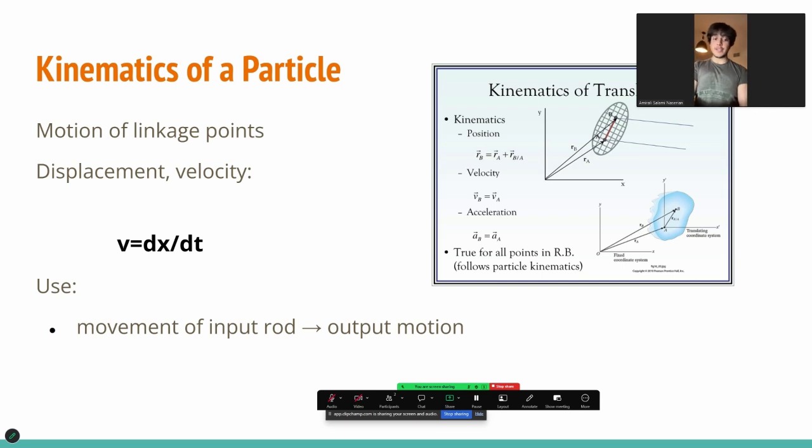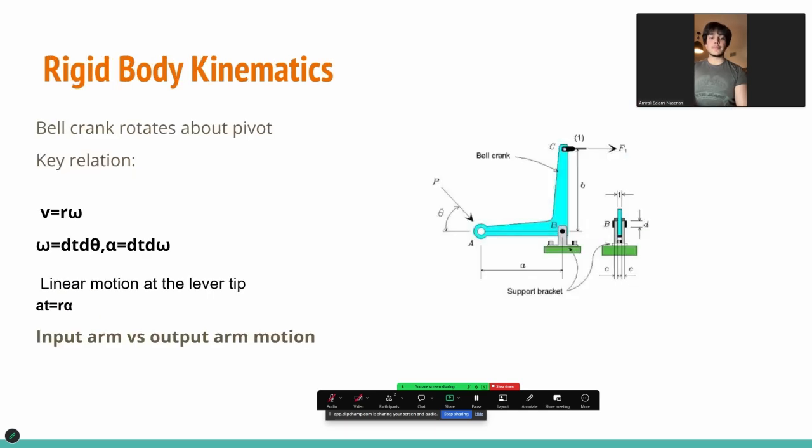We also use acceleration equals tangential acceleration plus normal acceleration. This tells us that the point experiences tangential acceleration due to changing speed, and normal acceleration directed towards the center due to rotation. This is important because it defines how quickly the linkage is being pushed or pulled.